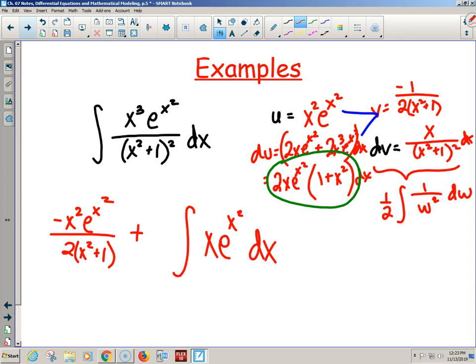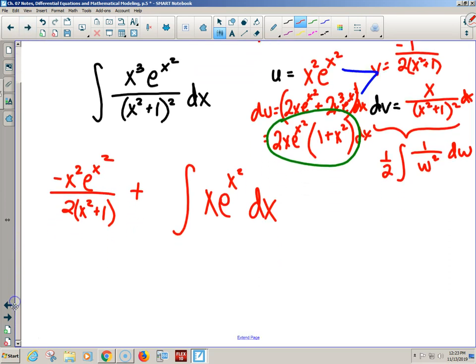Oh no, we have to do integration by parts again. Oh wait. What if my u was x squared? What would my du be? It'd be 2x. This is super nice because then all I have to do is offset by 1/2.